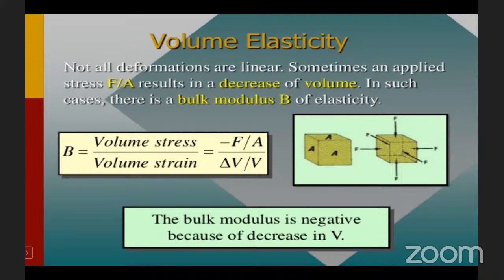As compressive. So you have tension or expansion, and also compressive. So the change in volume taken is negative. So the bulk modulus is negative because of the decrease in the volume V.